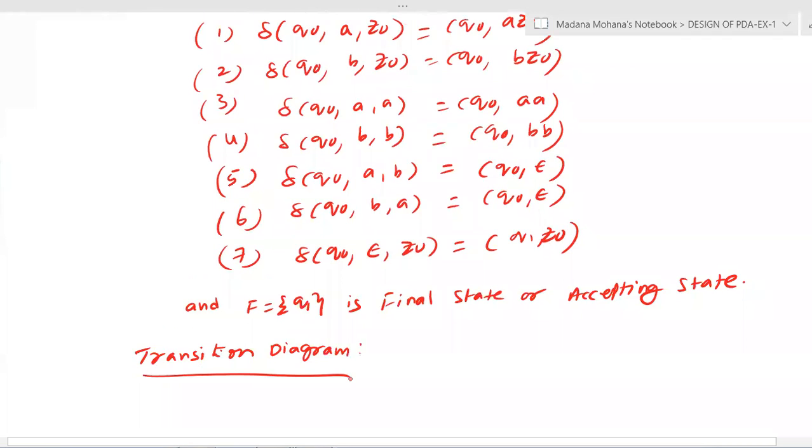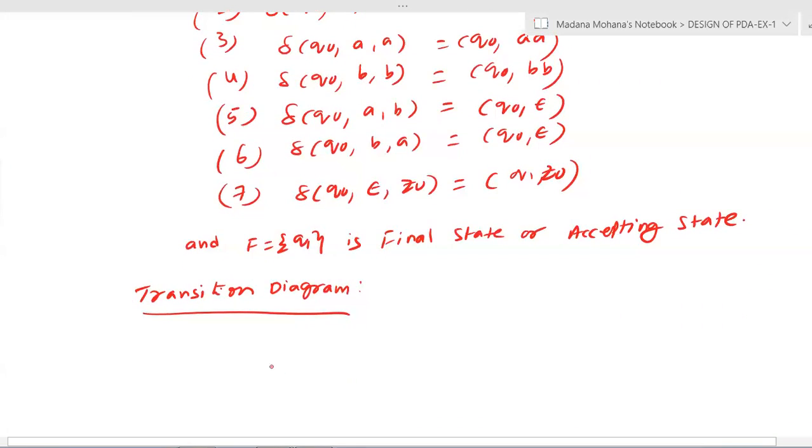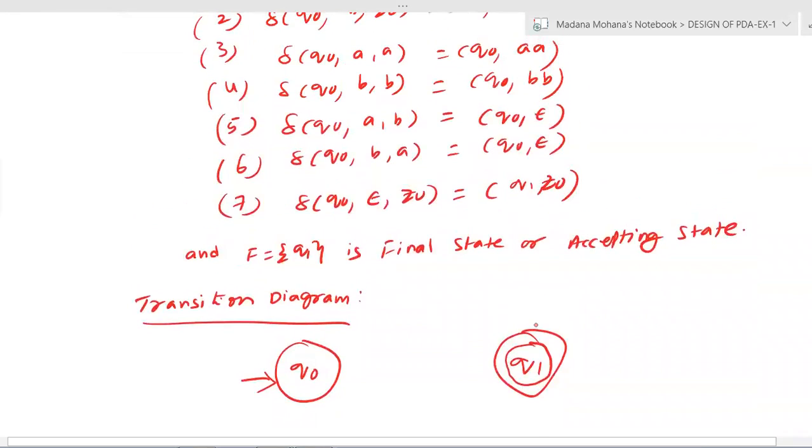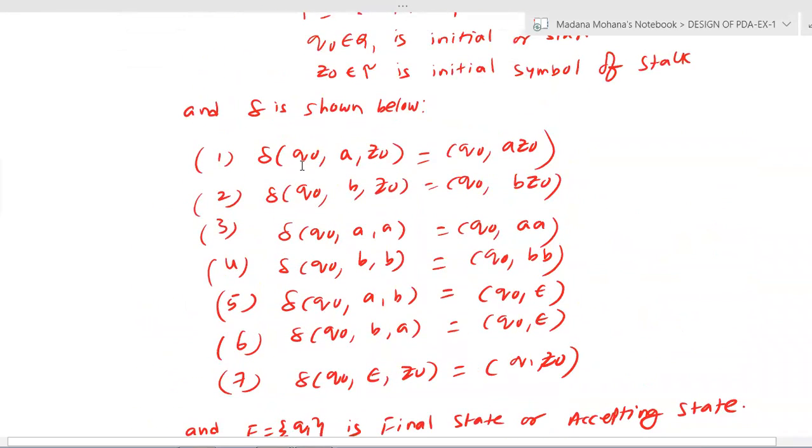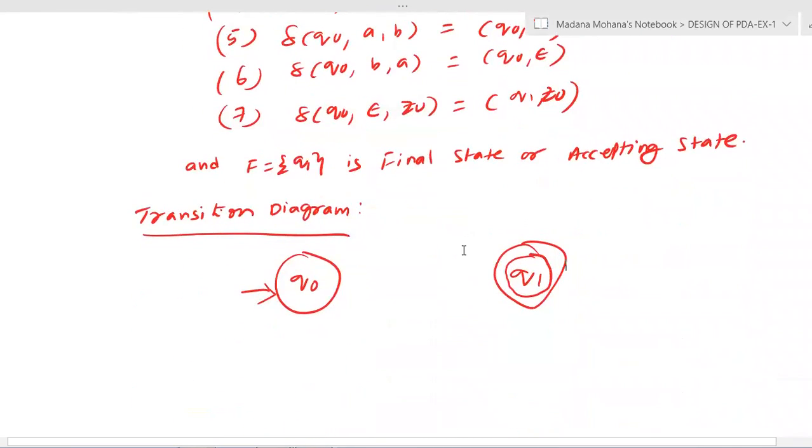So here we have only two states. The first one is q0, the second state is q1. Now q0 is the initial or start state, draw an arrow. Then q1 is the final state, represented within a double circle. Now include all the transitions. So the first one is q0, a, Z0, going to q0 itself. So now all are self loops here, many. So you can make self loops one by one.